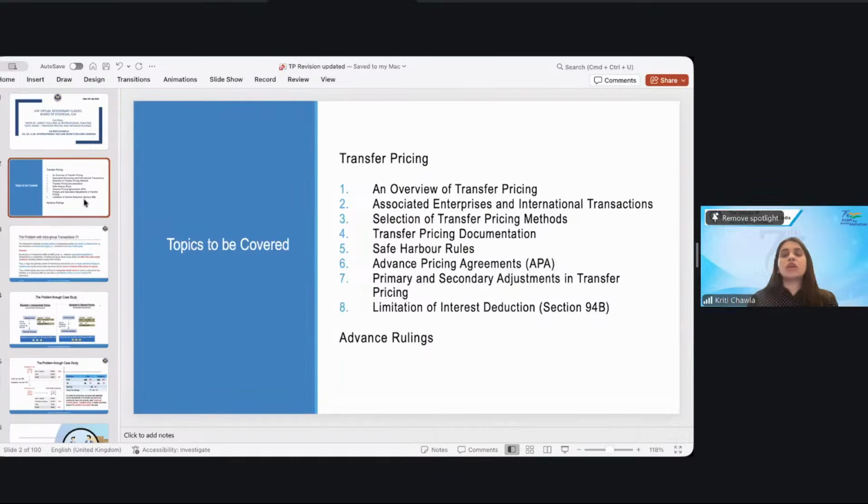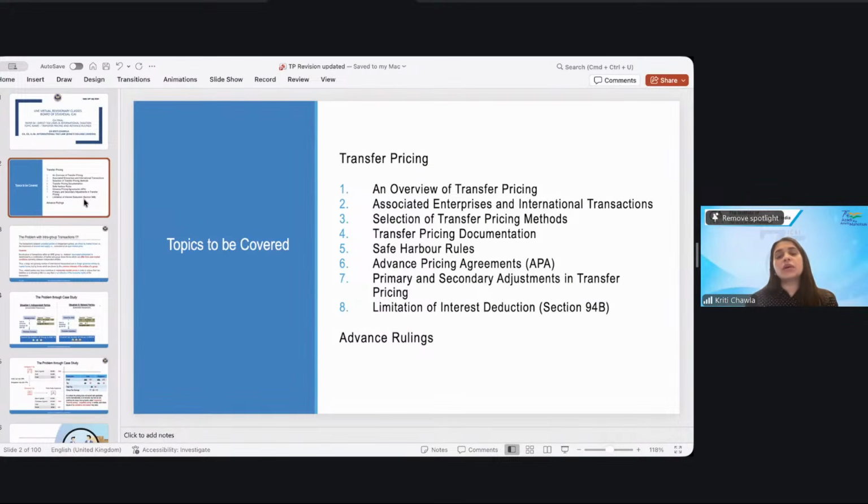After that, we will be talking about the 6 transfer pricing methods that have been provided. By now, I'm sure you know about all these methods. It's CUP, TNMM, RPM, CPM, PSM, and other method. We will be talking about these particular methods in a lot of detail. And then we will also be talking about a few examples to understand where what method is actually suitable.